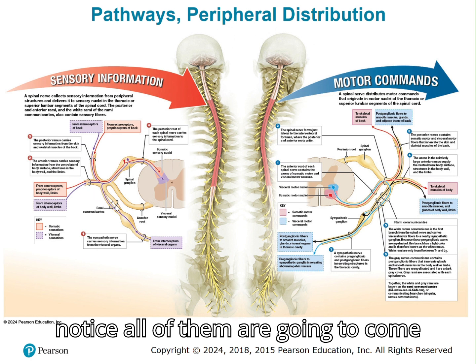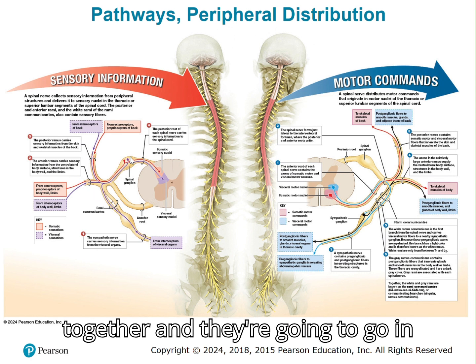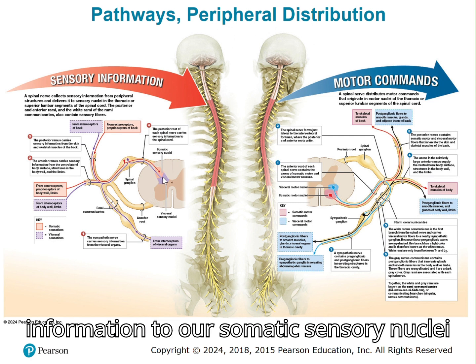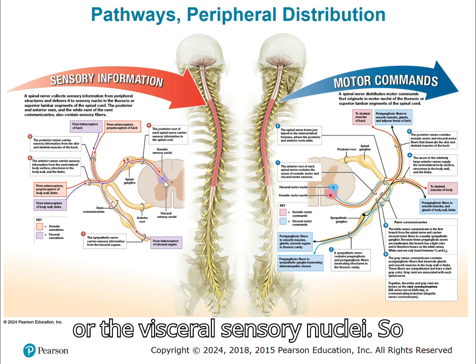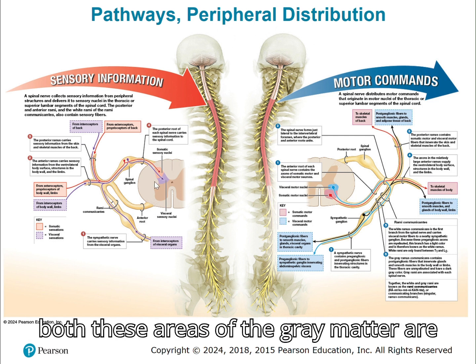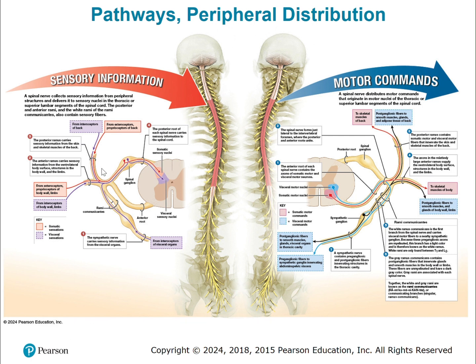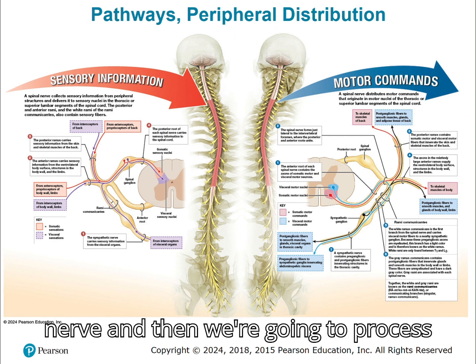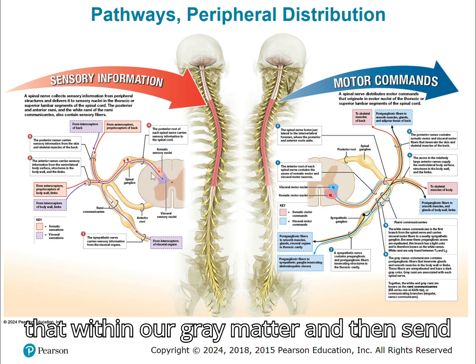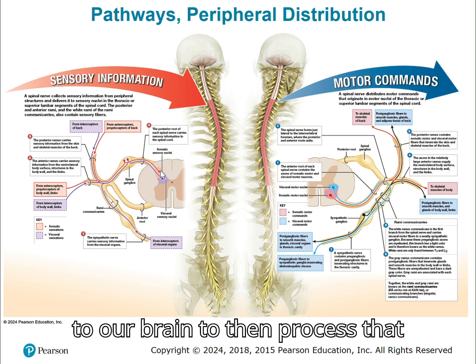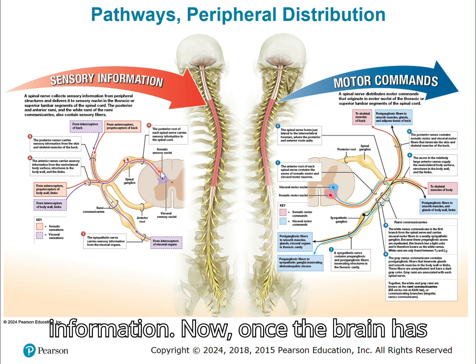And then laterally as well, we're taking information internal and external that's going to be coming in. And then notice all of them are going to come together and they're going to go in through the posterior side, that posterior root, to then bring that information to our somatic sensory nuclei or the visceral sensory nuclei. So both these areas of the gray matter are taking that information in from the receptors that sent it down through the peripheral nerve, and then we're going to process that within our gray matter and then send it up the length of the spinal cord to go to our brain to then process that information.